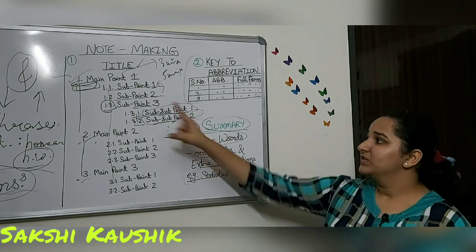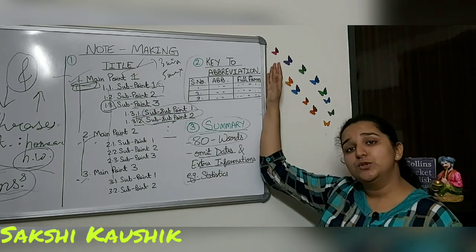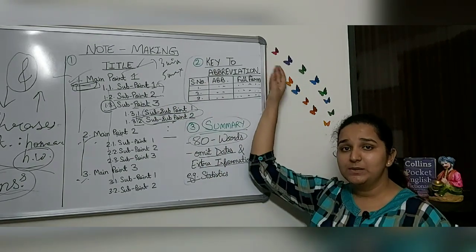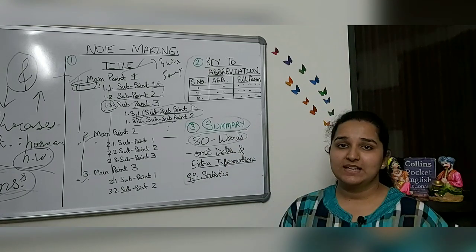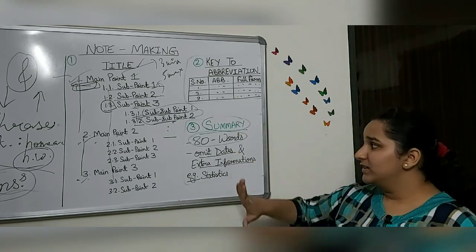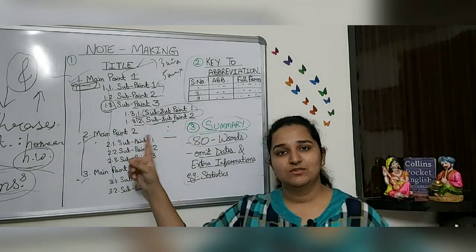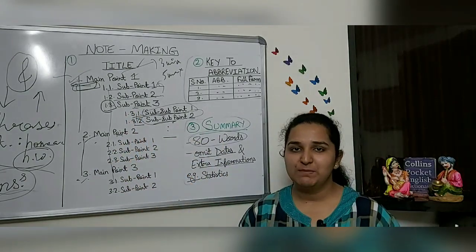So you have to practice, you have to keep the format not on your tips, on your lips. And also, don't forget to make the key to abbreviation table, because many a time this is the major problem that happens. We forget to make the key to abbreviation. So make this, do the summary and do the main body of the note making.